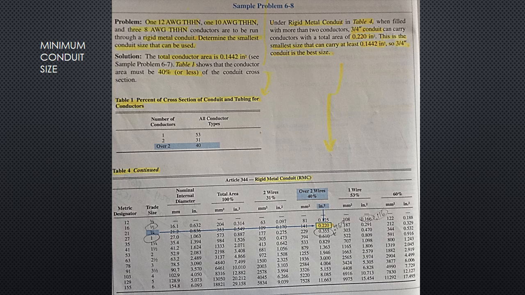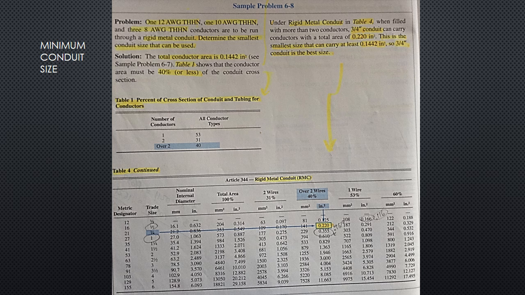To go through sample problem 6-8, the last one for the chapter: 1 12 AWG THHN, 1 10 AWG THHN, and 3 8 AWG THHN conductors are to be run through a rigid metal conduit, RMC. Determine the smallest conduit size that can be used. For this, the total conductor area is 0.1442 square inches. See sample problem 6-7.